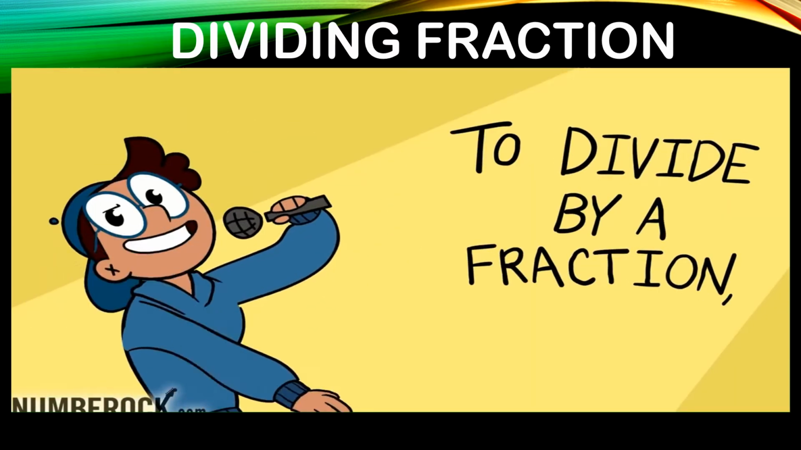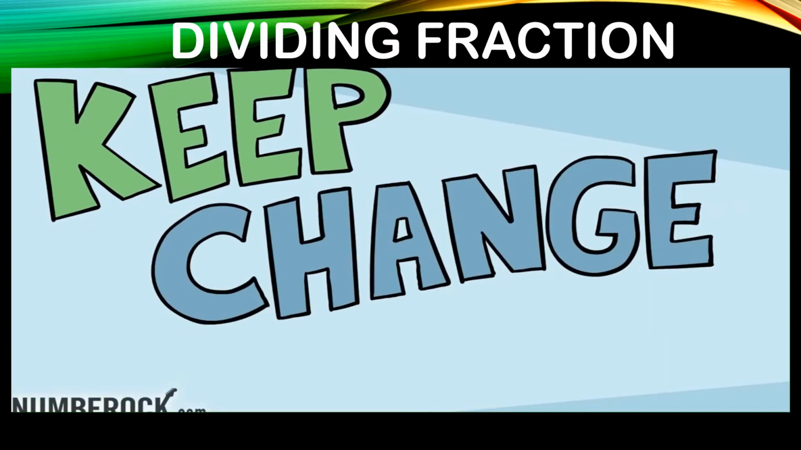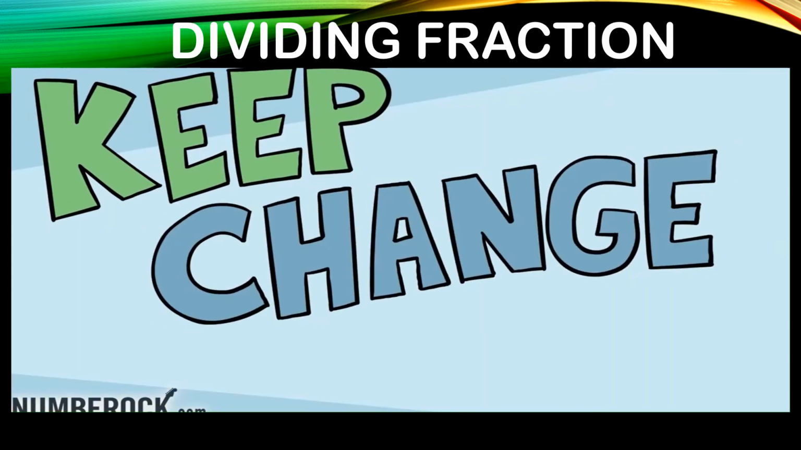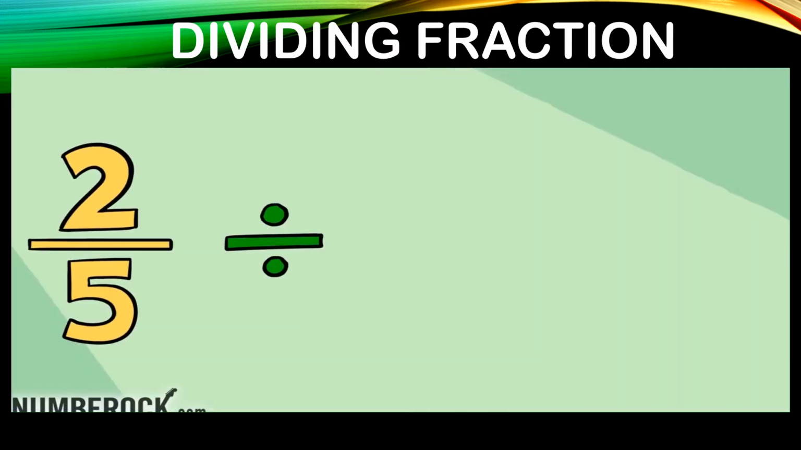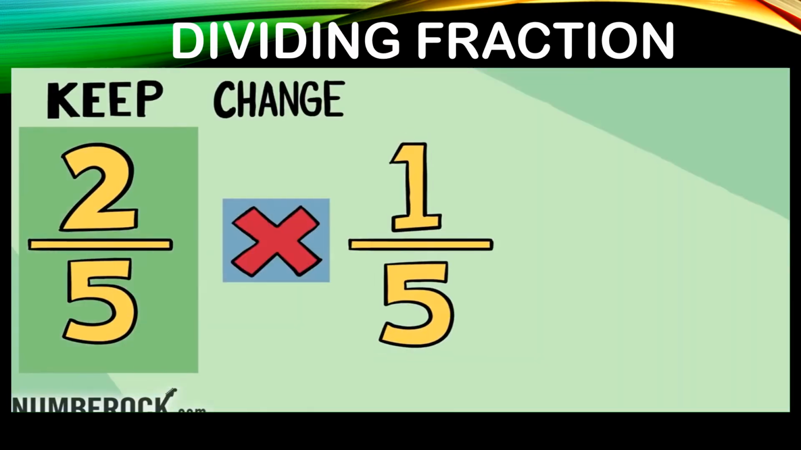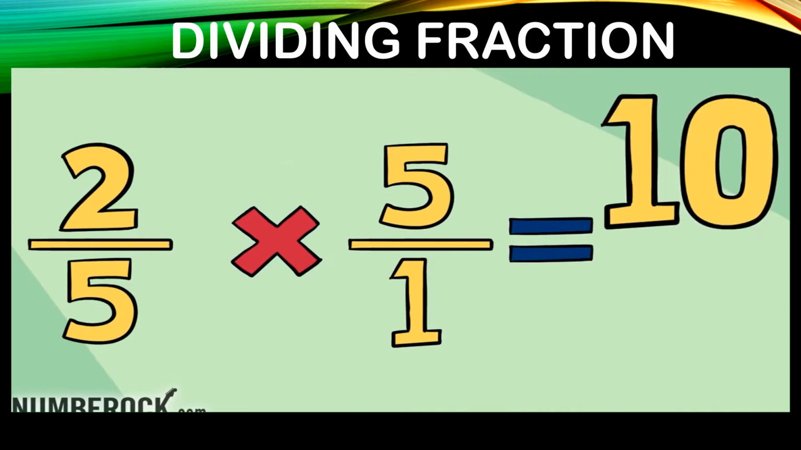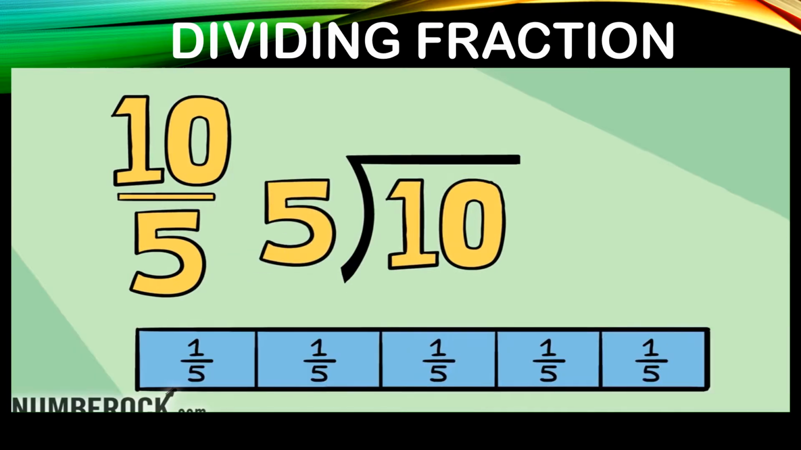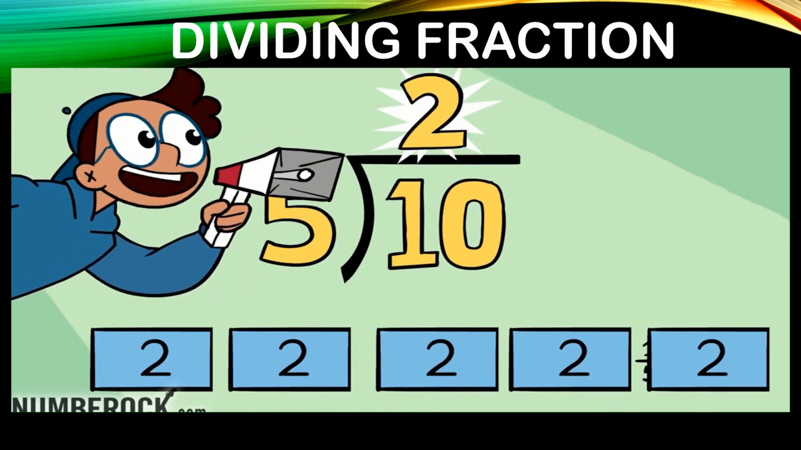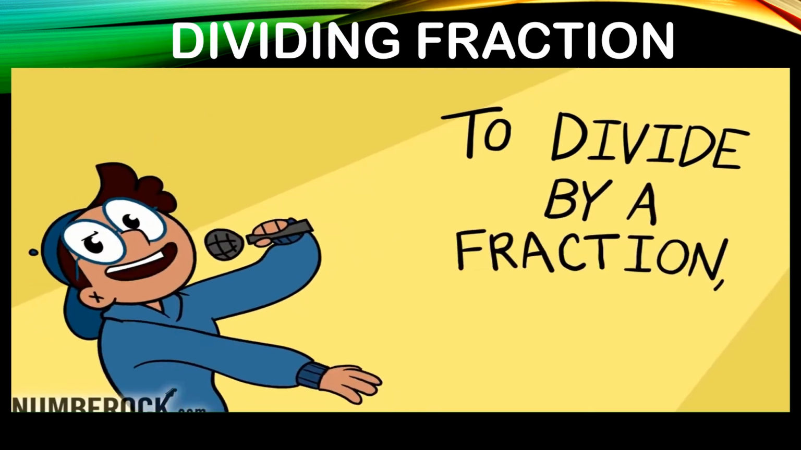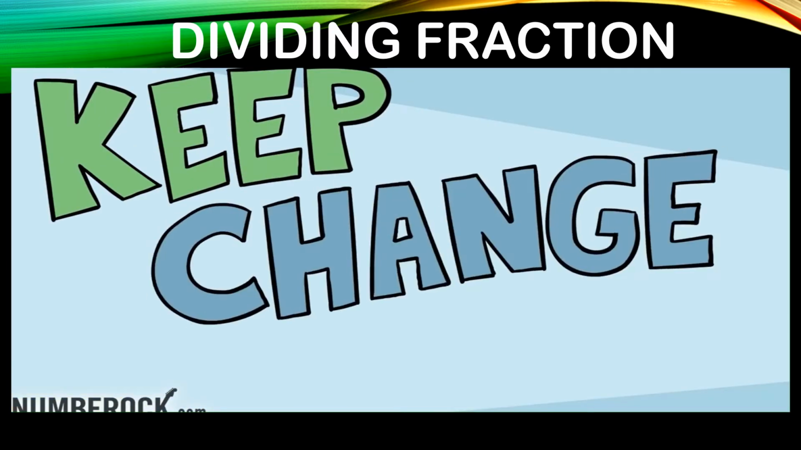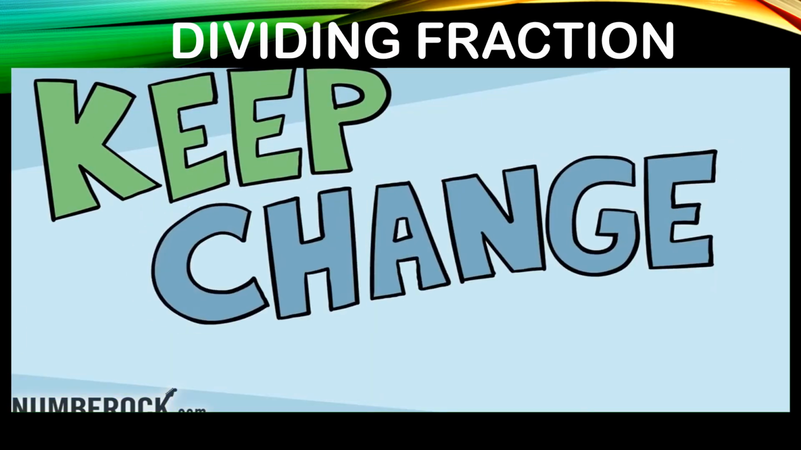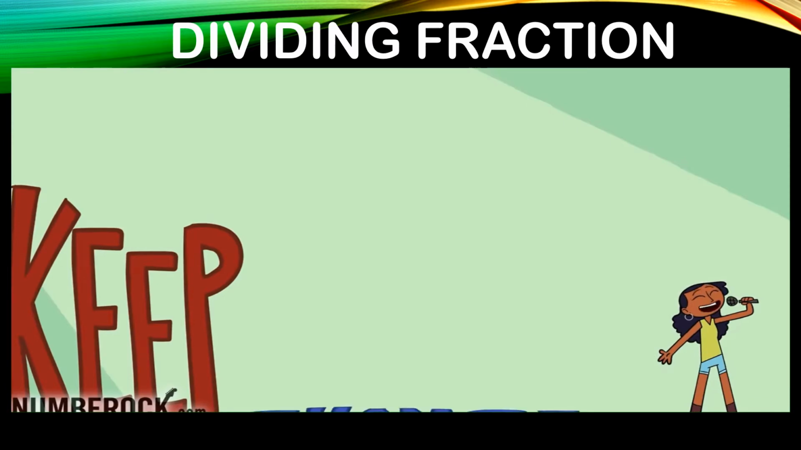To divide by a fraction, here's a tip. Keep, change, flip. To divide by a fraction is a tip. Keep, change, flip. To divide 2/5 by 1/5. Keep, change, flip. 2 times 5 is 10. 5 times 1 is 5. It's an improper fraction, so you need to divide. 10 divided by 5 equals 2. When we divide by fractions, this is what we do. To divide by a fraction, here's a tip. Keep, change, flip. To divide by a fraction, here's a tip. Keep, change, flip. Keep, change, flip.